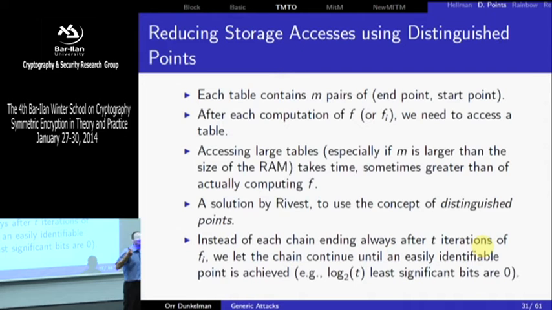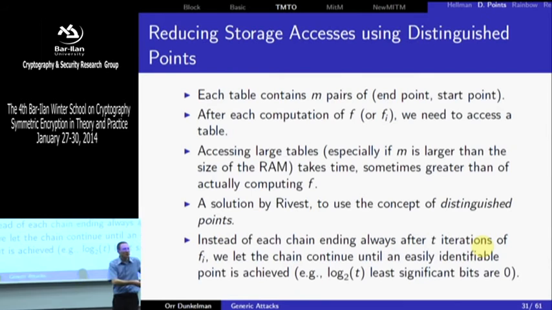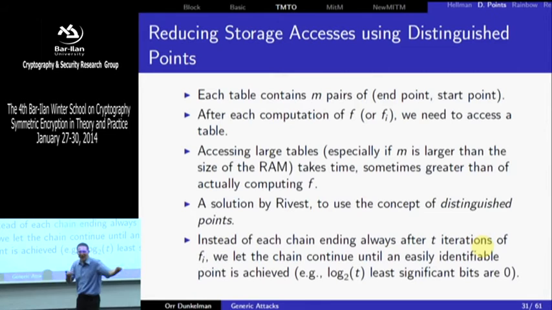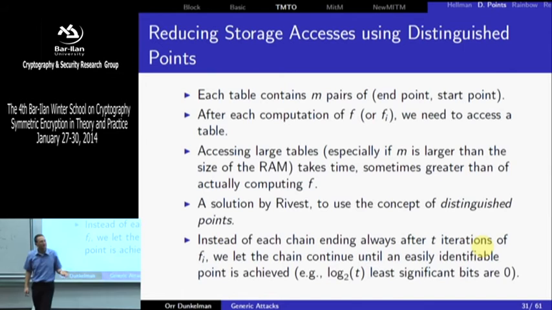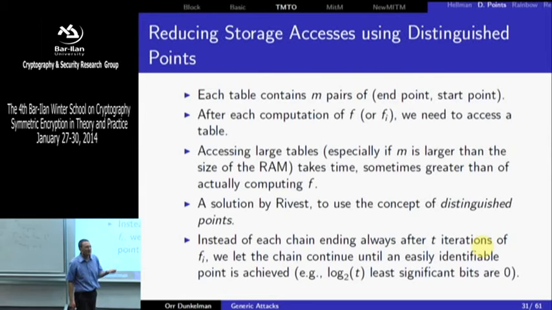The only thing that has changed is that unless you find a distinguished point, there is no point in looking for it in the database, because it's not a distinguished point. All the chains must end with a point of that form, with that many bits set to zero. So the number of F evaluations remains, but the number of memory accesses reduces.